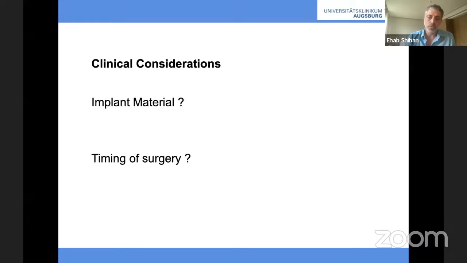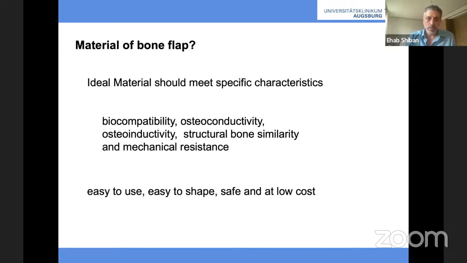I looked at the data regarding these two questions, which are the most relevant questions for us in daily practice. Look at the implant we need or should use: it has to have some specific characteristics. It has to be biocompatible, osteoconductive, osteoinductive, has to have structural bone similarity and obviously mechanical resistance. But it also needs to be easy to use, easy to shape, safe and low cost. And if you look at all of these parameters in one implant, the only thing you have is the autologous bone, but it also has its own limitations.